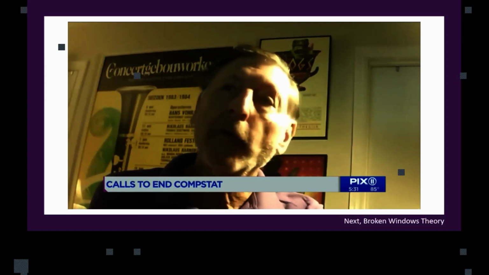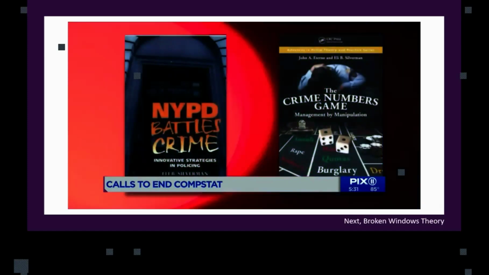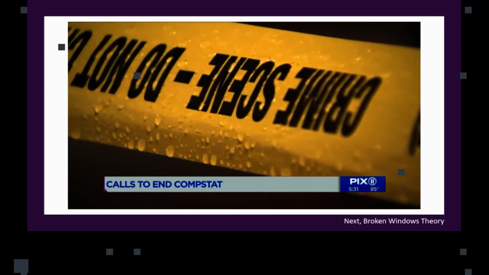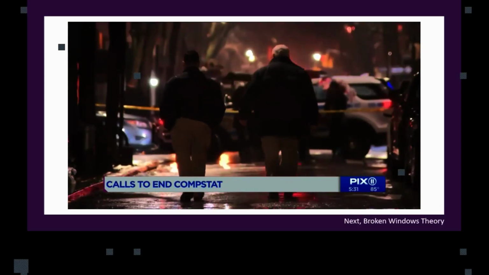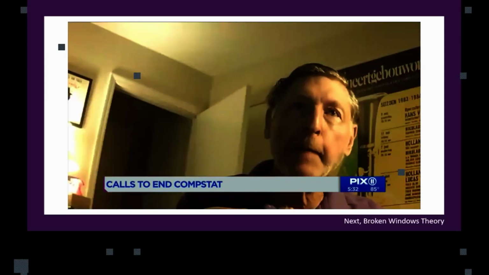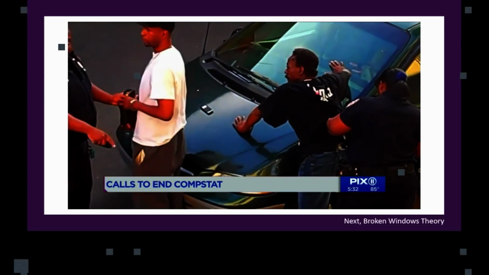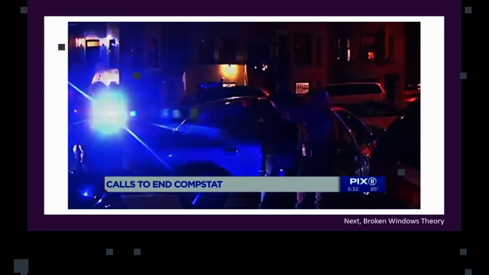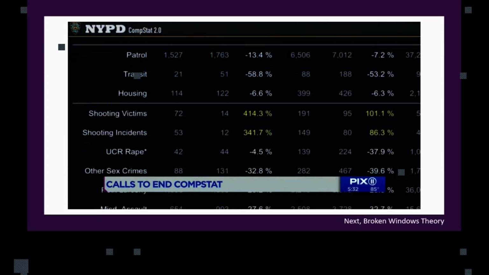That's John Jay College professor Eli Silverman, who's not only written the book on CompStat, he's written two. In them, he says CompStat numbers can be massaged to make crime look worse than it is or better. That was why stop and frisk became discriminatory as it was practiced, because it was just done to get numbers. He says while CompStat numbers can be and are misused, they don't have to be.